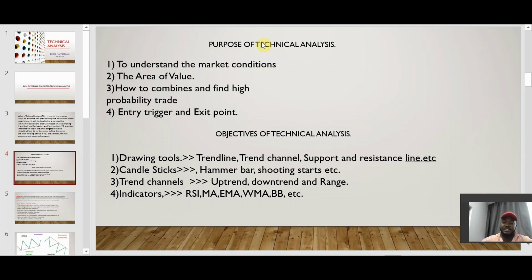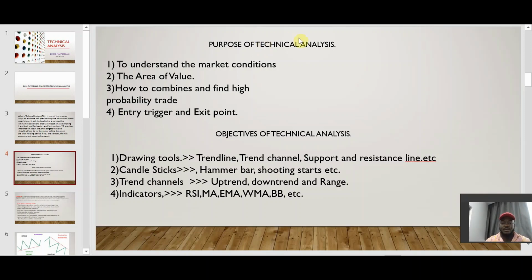This is what technical analysis will tell you. How to combine and find high profitable trades. With different technical indicators, you will understand where there is a trade to make, for you not to lose your money, for you not to lose your capital. Entry, trigger, and exit points. Are you going to enter at this point or to exit at this point? Technical analysis shows you what to do.